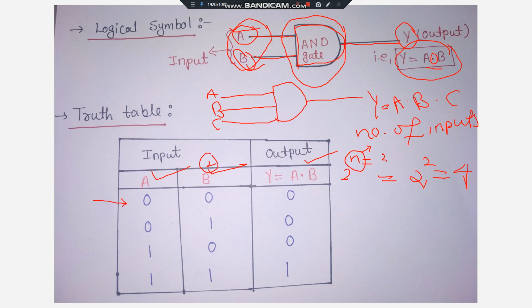So here first combination, second combination, third combination and fourth combination of 0 and 1 we have got for the input A and B. Similarly, if we have 3 inputs, how many combinations will we get? Simply 2 raised to 3, because now n will be 3. So 2 raised to 3 is 8. So now we will have 8 combinations of 0 and 1s.